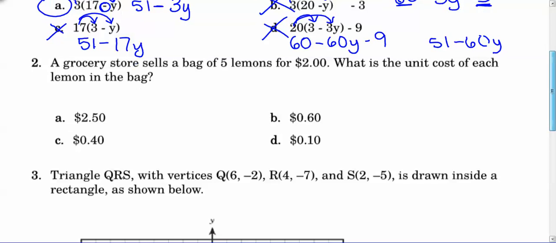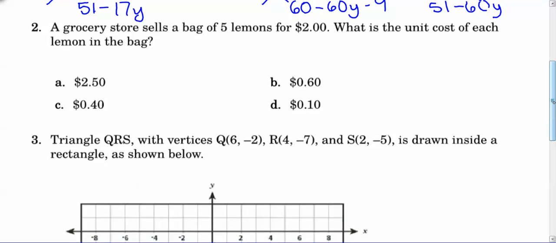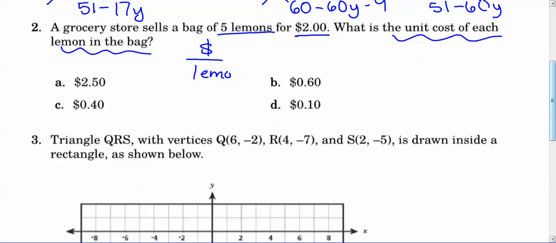This one's a pretty easy question. A grocery store sells a bag of 5 lemons for $2. What is the unit cost of each lemon in the bag? So unit price, and this kind of explains it in the problem, means how much for one of these items. So we want the price per lemon, right? So to set that up, we're going to put $2 for every 5 lemons.